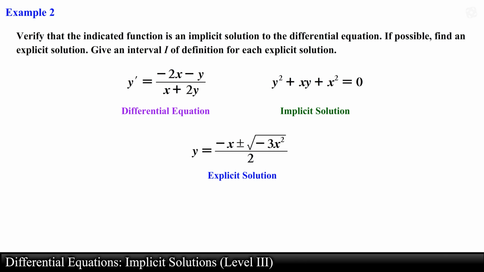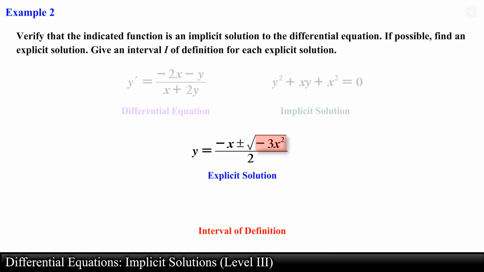Having found an explicit solution, we are ready to graph the expression and find an appropriate interval of definition. Unfortunately, we have a problem. Notice that the radicand is always going to yield a negative number, except at x equals 0. And as a result, we are forced to take the square root of a negative number. This explicit solution is not a real valued function. Since we do not have a real-valued function, we cannot assign an interval of definition.